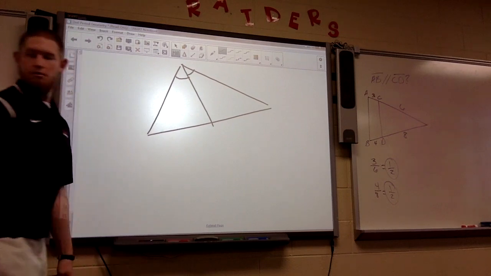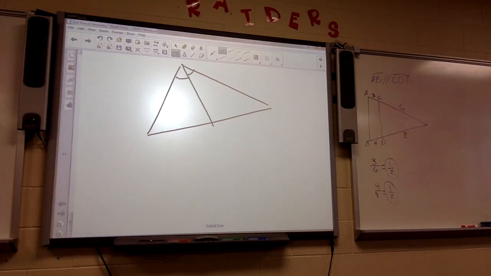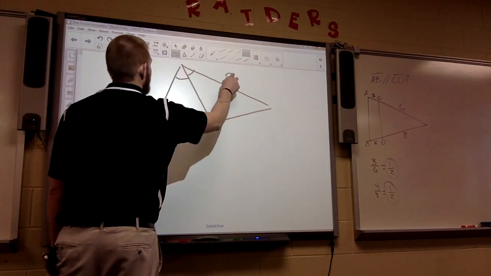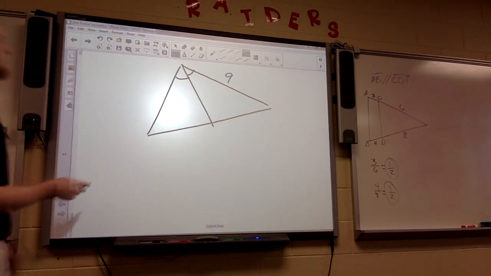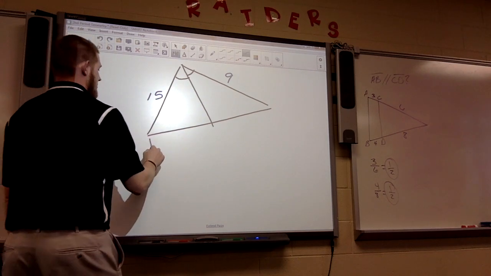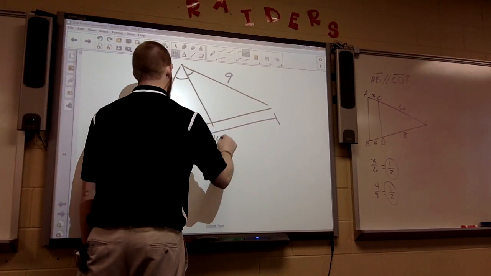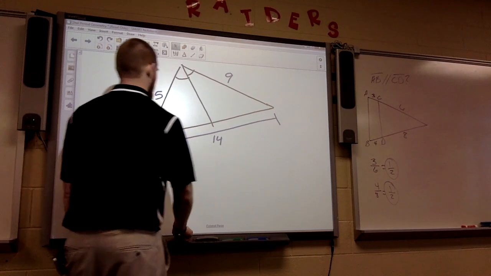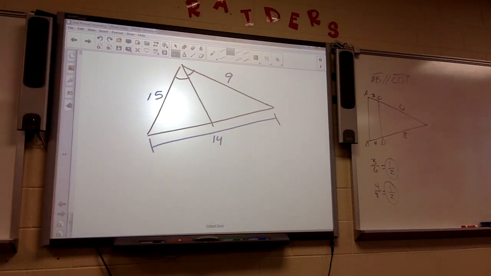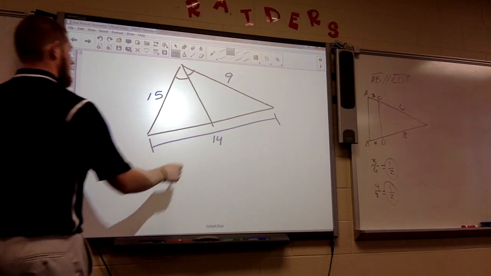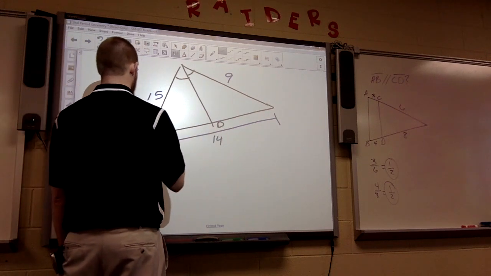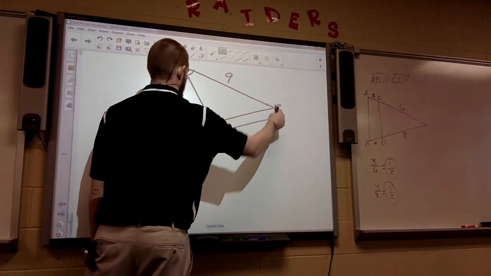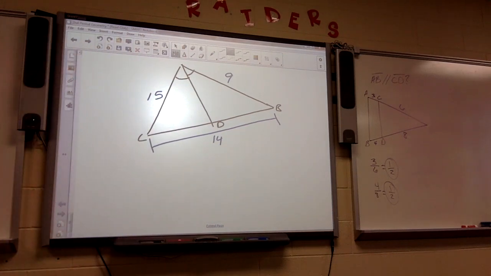What theorem am I going to use? Ray bisects an angle. Okay, I have 9, I have 15, and this whole side over here is 14. This one's a little bit trickier. I want to know the length of DC.